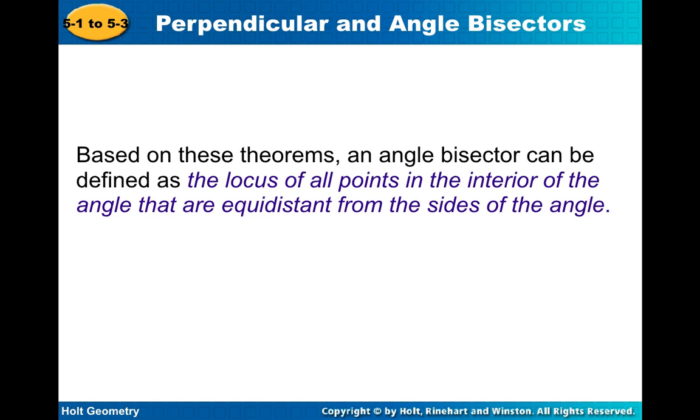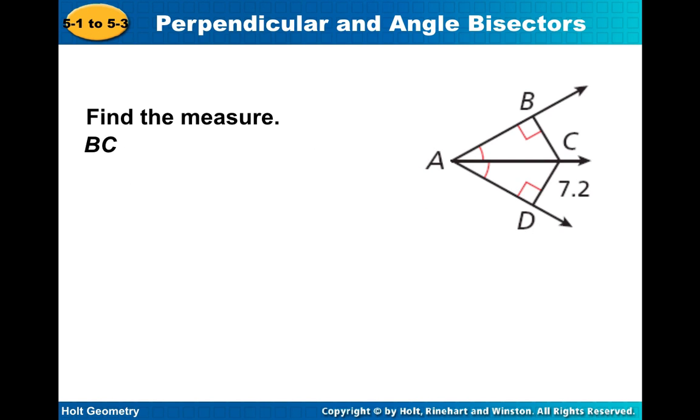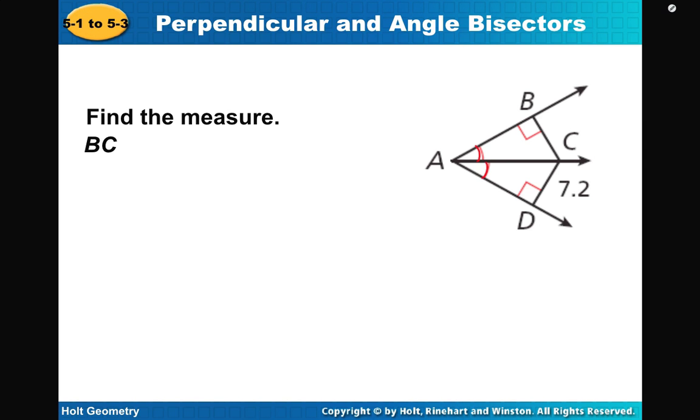Again, that locus of points wording could be used to describe an angle bisector. Okay, an example. We're supposed to find the length of BC. As you analyze the diagram, do we have an angle bisector? We do. This angle and this angle are the same, so AC is an angle bisector. C is a point that's on it.